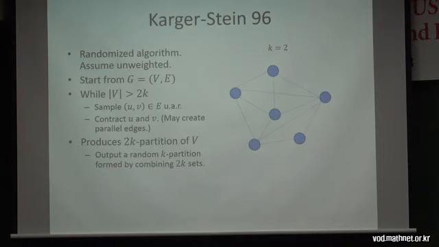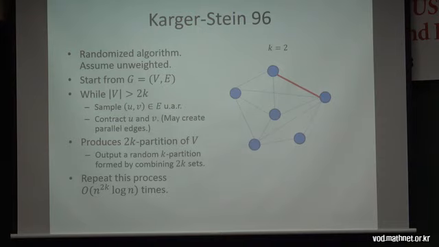At this point, we wanted to output a k-cut. So we output a random k-partition formed by combining the 2k sets. I'm not going to define how we do this, because however we do it, the probability will be changed by some factor depending only on k, which I'm going to hide. That was one process, and then we run it that many times. This is the entire algorithm.